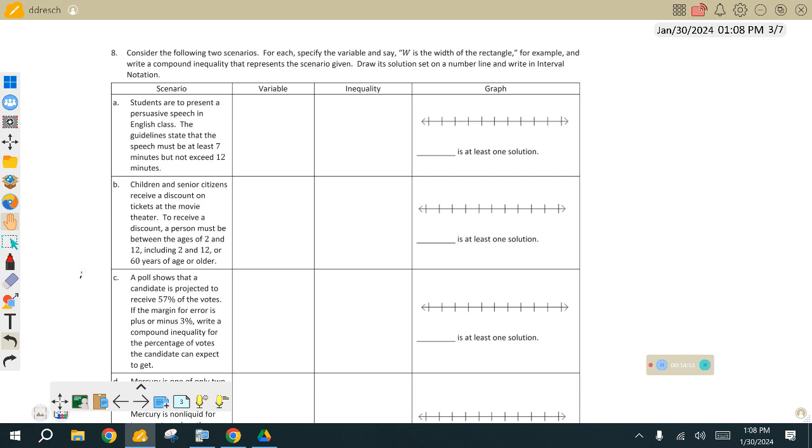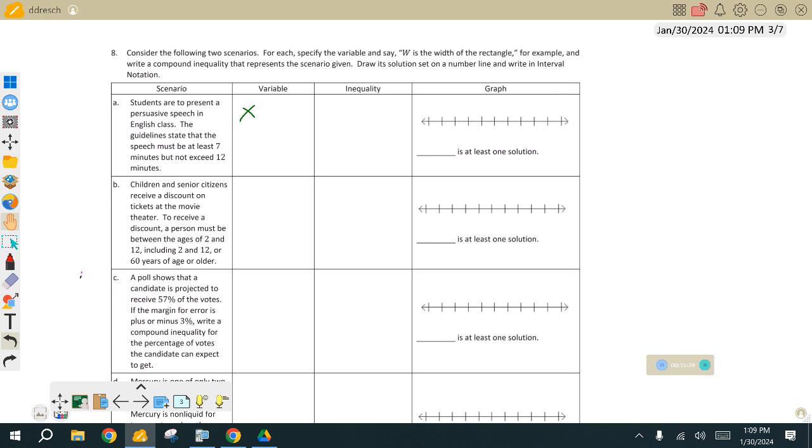All right, students are to present a persuasive speech in English class. The guidelines state that the speech must be at least 7 minutes, but not exceed 12. Okay, we're going to talk about our variable and inequality and put a graph on there. When we say specify the variable, that means define the variable. We don't care what type of variable you want to use, A, B, C, X, H, N, whatever. Typically just go with X.